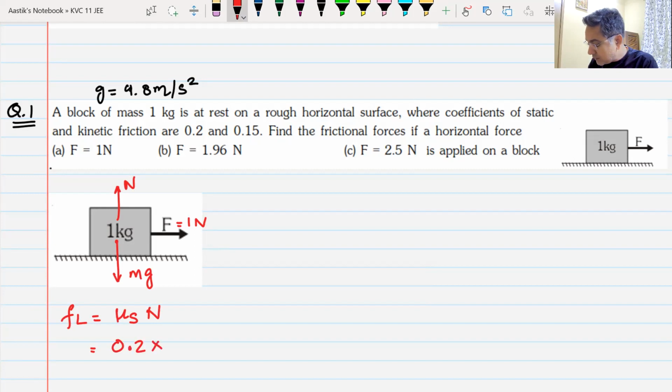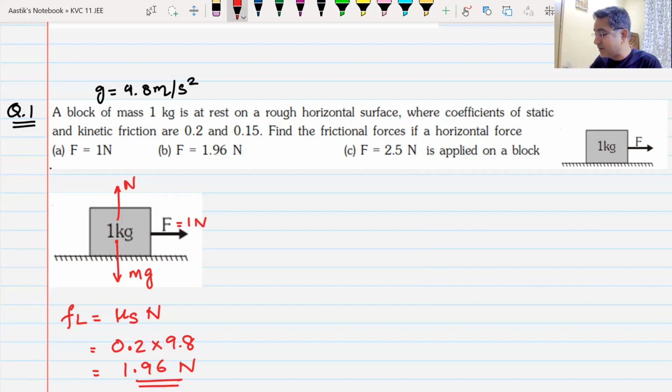0.2 multiplied by the value of normal reaction, which is mg, which is 9.8. So as you can see, the value of limiting friction is 1.96 newtons. Do we understand this? Now the value of this force is 1 newton, and the value of limiting friction is 1.96 newtons.